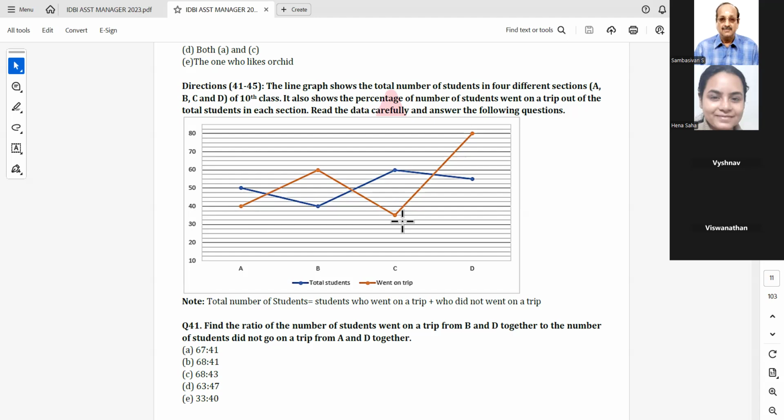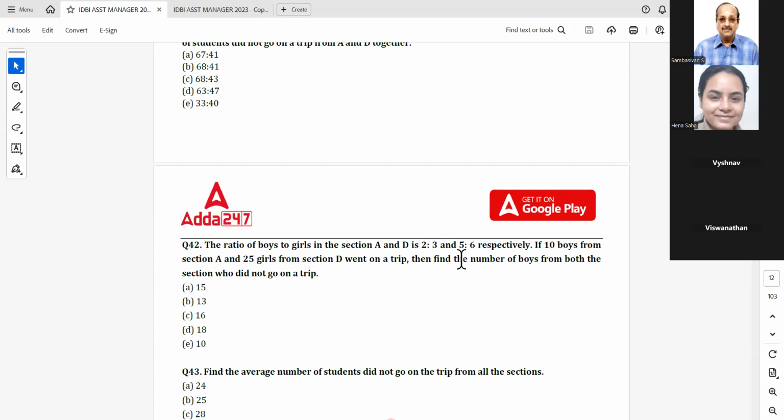Then 35% of students of class C went on a trip. 80% of class D went on a trip. This alone you note down. Then you can do these problems. Problem number 2. Please do this problem.